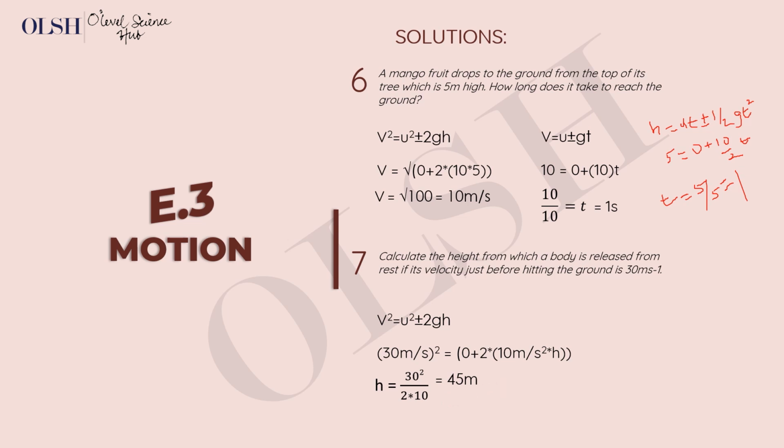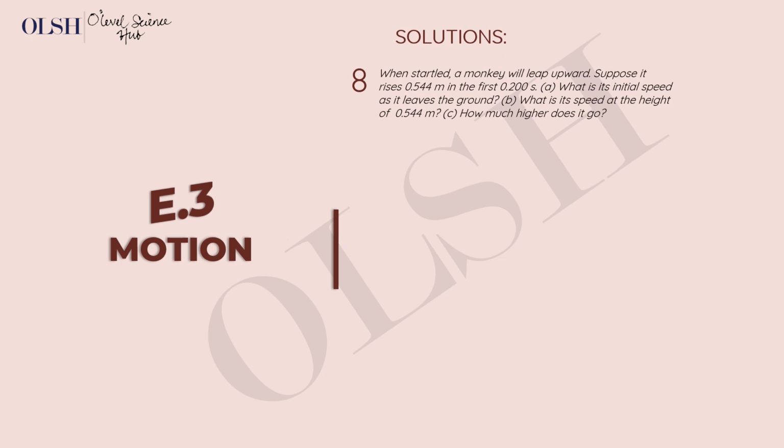Alright, let's look at the 8th question. When startled, a monkey will leap upwards. Suppose it rises 0.544 meters in the first 0.2 seconds. A. What is its initial speed as it leaves the ground? B. What is its speed at the height of 0.544 meters? And C. How much higher does it go? So we have the distance which the monkey leaps when it's startled, and that distance is 0.544 meters in the first 0.2 seconds.